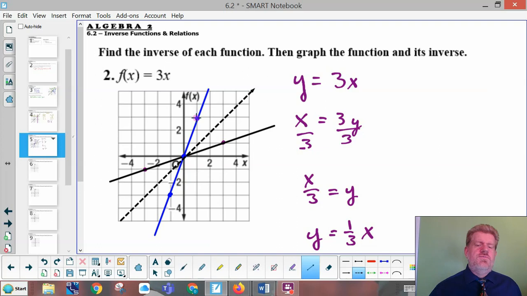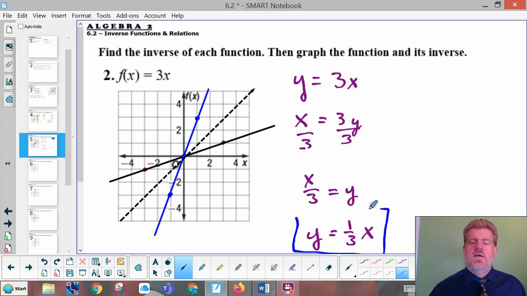Is the distance between here and here the same as the distance between here and here? Sorry, I used the word here. Between the function and the line y equals x, same distance as the inverse to the line y equals x. And all these things too. It takes 2 horizontals to get to this one, so it should take 2 verticals to get to this one. Okay? Any way you want to think about it, that's an inverse. But just so you know, that is right there the inverse of that function.